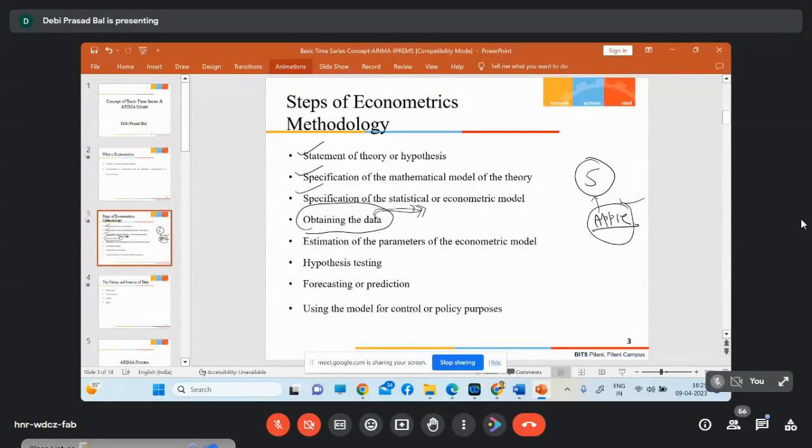Okay. So now the fourth step of conducting any kind of research is data. Data can be primary data or secondary data. It depends on your research. If you are doing some kind of primary survey or using primary data, fine. If you are using secondary data, that is also okay. Obtaining data is very important because data is your input.